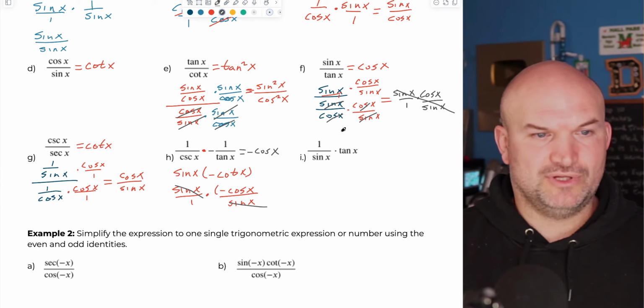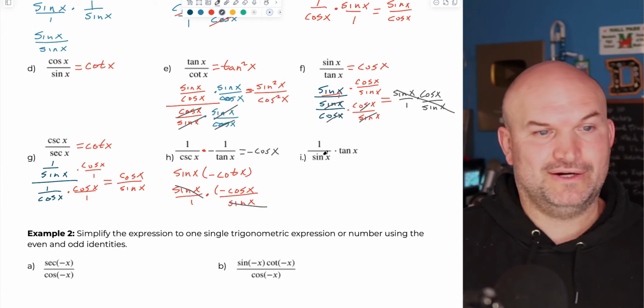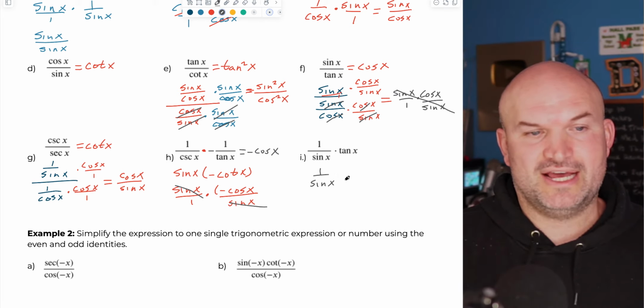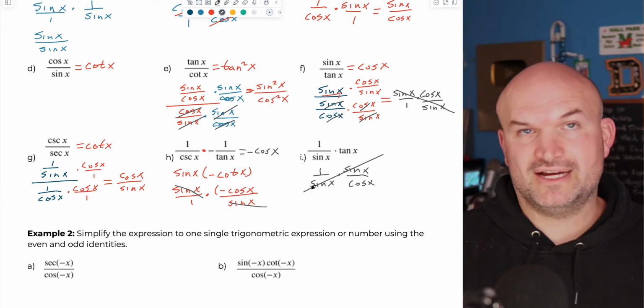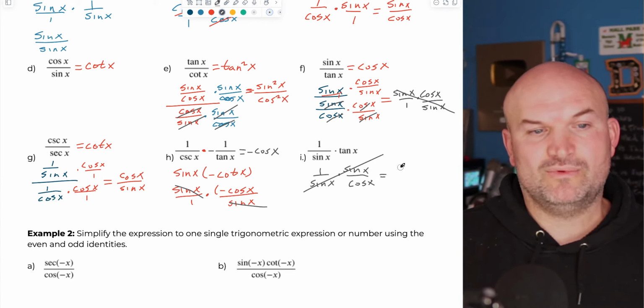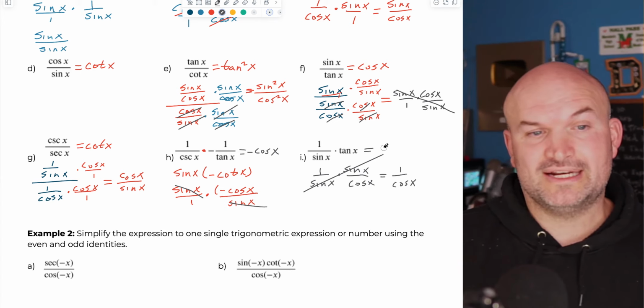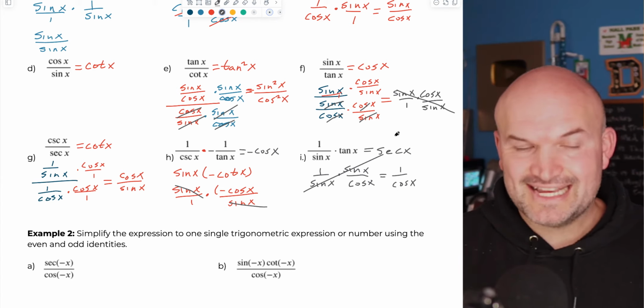And the last example, I already have the 1 over sine, so I like that here, so I'll leave that. But what I will do is rewrite the tangent as a sine over cosine, sine of x over a cosine of x. You can see those are again going to divide out, which is going to leave me with a 1 over a cosine of x. And now we know 1 over cosine of x, using the reciprocal identities, is equal to a secant of x.